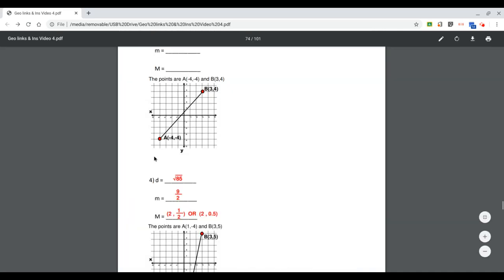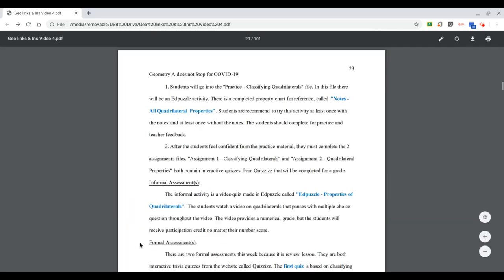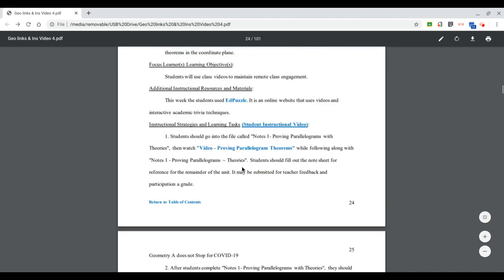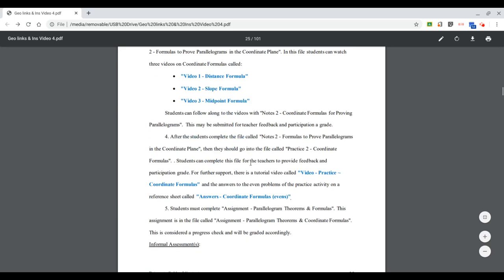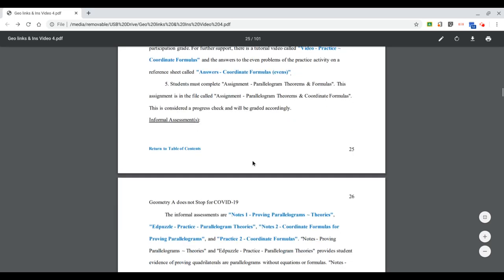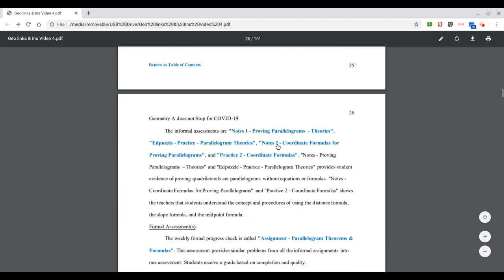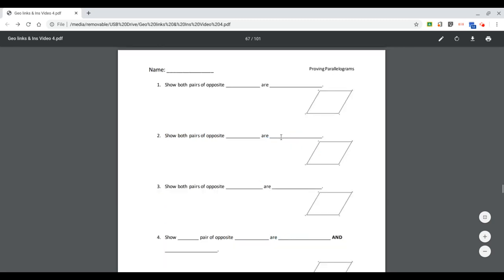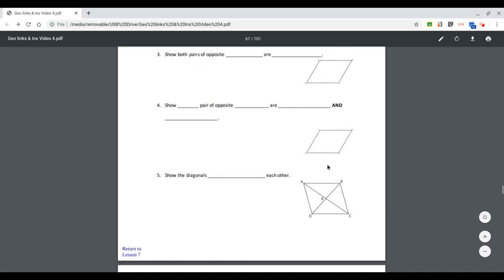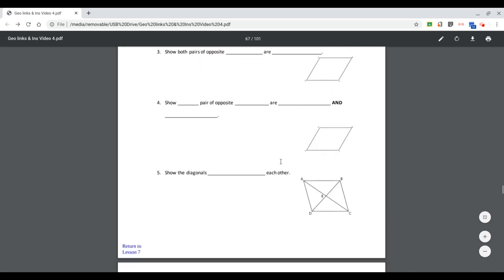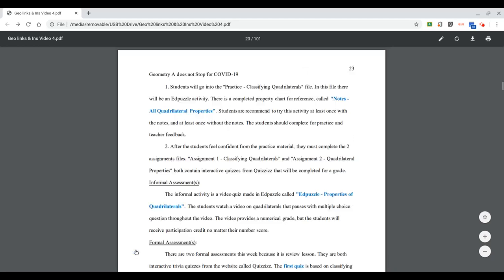All right, and let's go back to lesson 7. And here, let's look at the informals and the formals. Once they complete the informals, there are 4 informals, so let's take a look at it. There's Notes 1, which here they are, and they can fill in the blanks, and it provides how to satisfy the theorems to prove that the quadrilaterals are parallelograms.